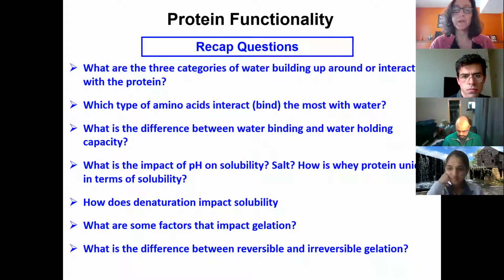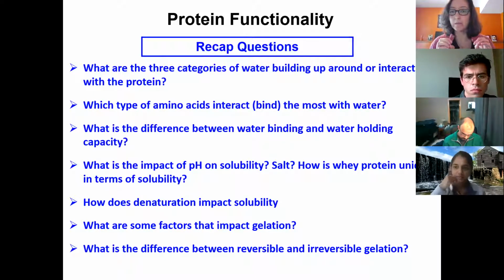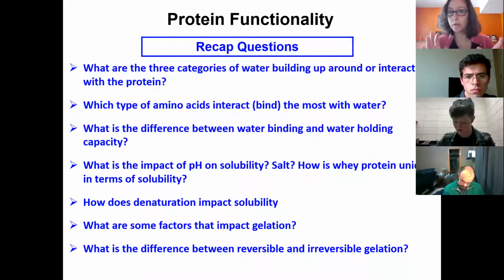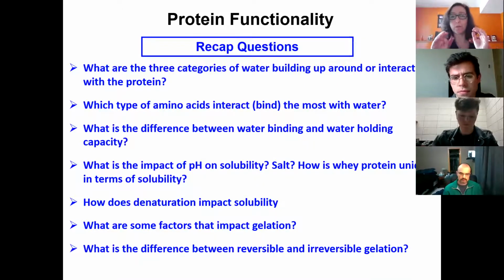What I meant here is the three categories, like different levels of water. Remember the isotherm structure. So we have water that is what? So free water and entrapped water and strongly bound water? Yes. So that's what I'm referring to.